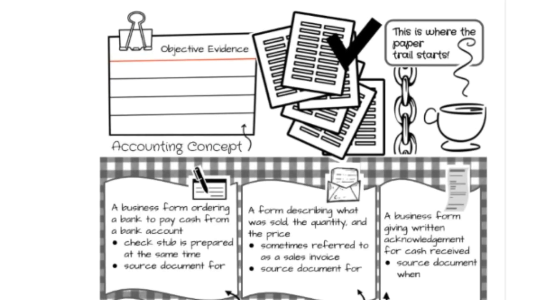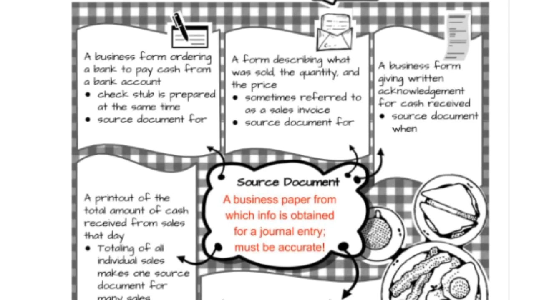So at the top, we have an accounting concept called objective evidence. And what this means is that each transaction is described by a source document that proves that the transaction did occur. So accounting is all about following the paper trail, and it is all about making sure that things are accurate. Source documents is where the paper trail starts. It's defined as a business paper form which info is obtained for a journal entry. It must be accurate. And here are some examples of what source documents are.